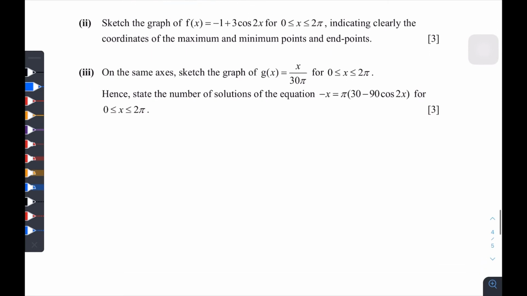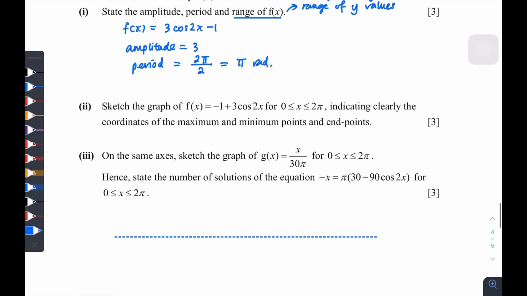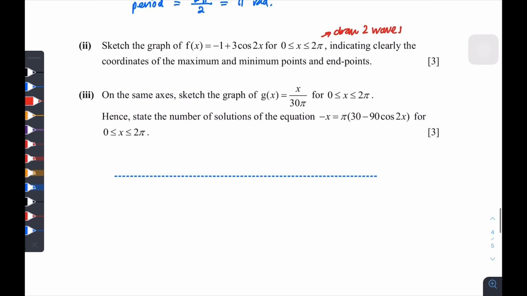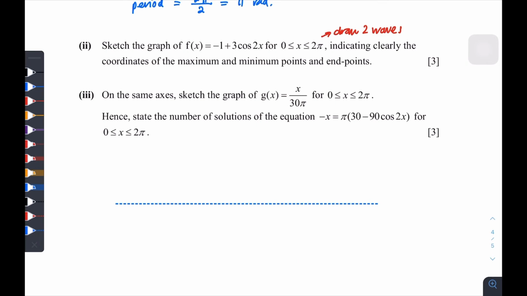Okay, so sketch the graph of here, indicating clearly the coordinates of maximum, minimum points, and end points. Sure. Because this is a cosine graph, let me get this wave out first. Because we are drawing for 2 pi, and the period is only pi, it means that we need to draw 2 waves. Because 1 wave is pi, 2 waves will fill 2 pi. Okay, so let's get this out.